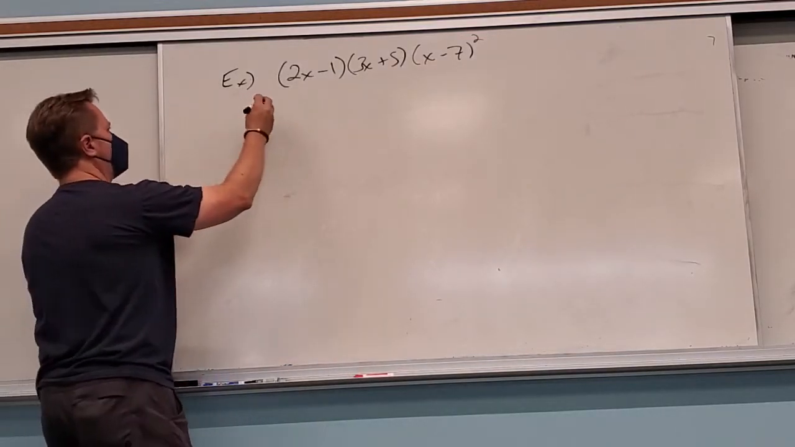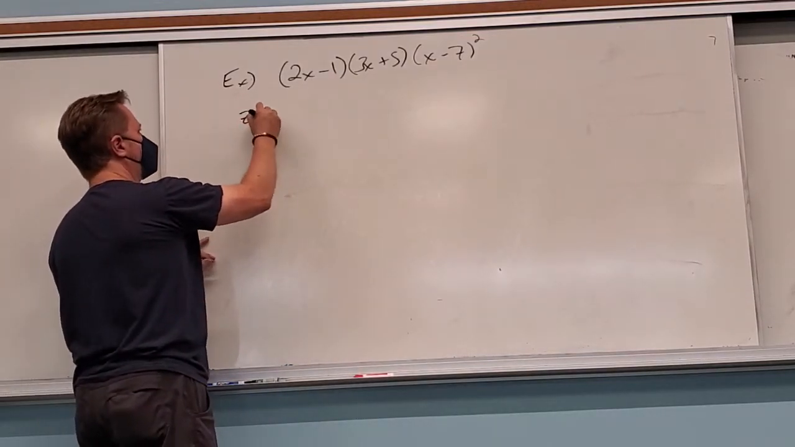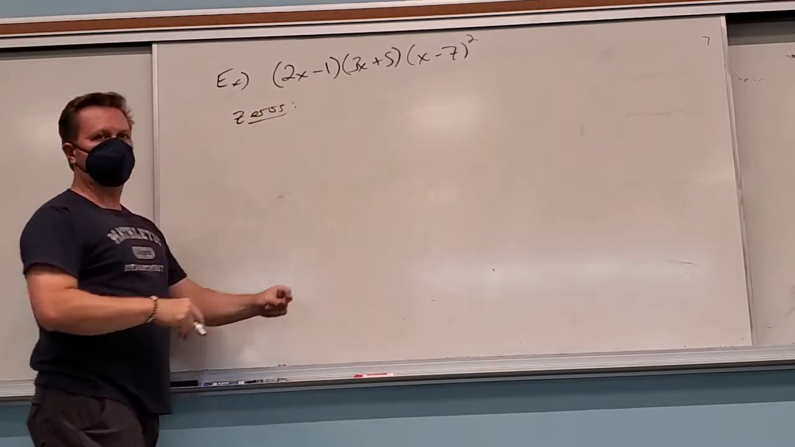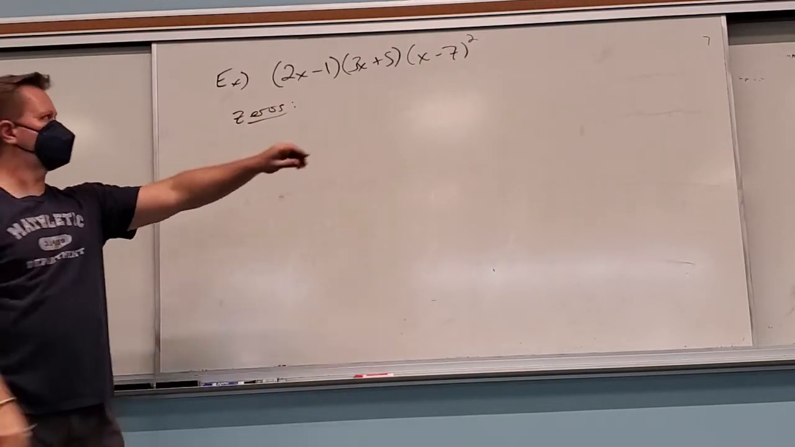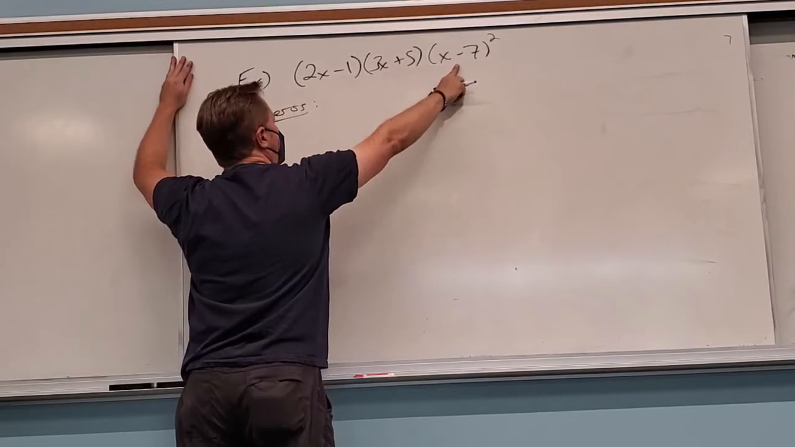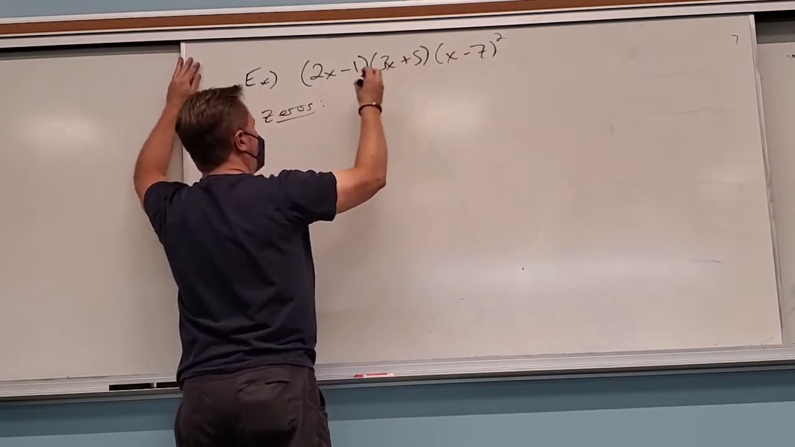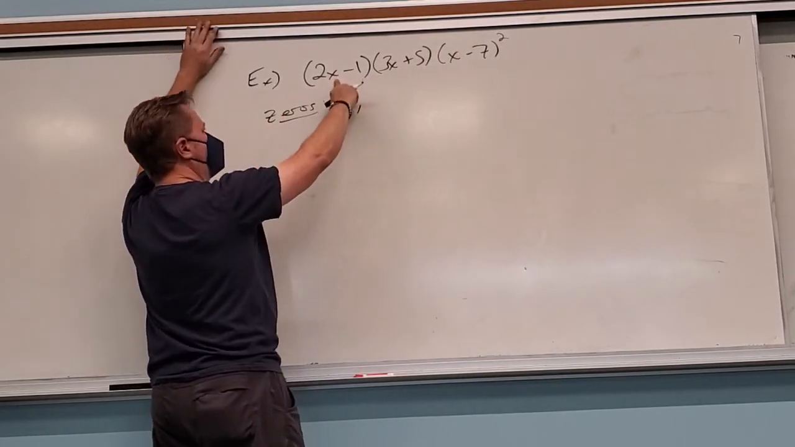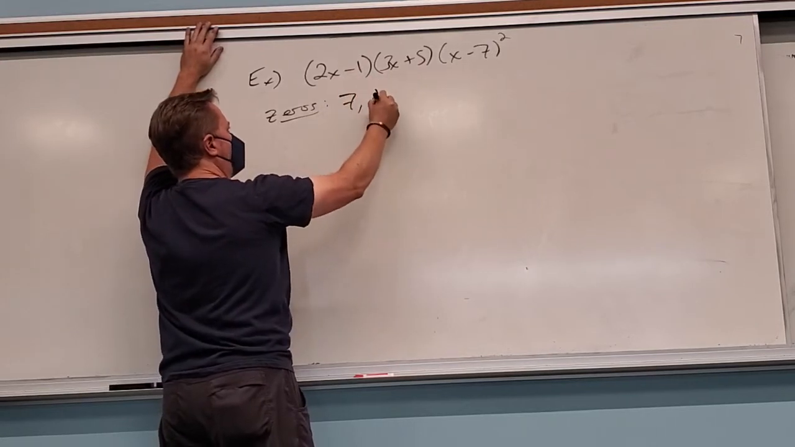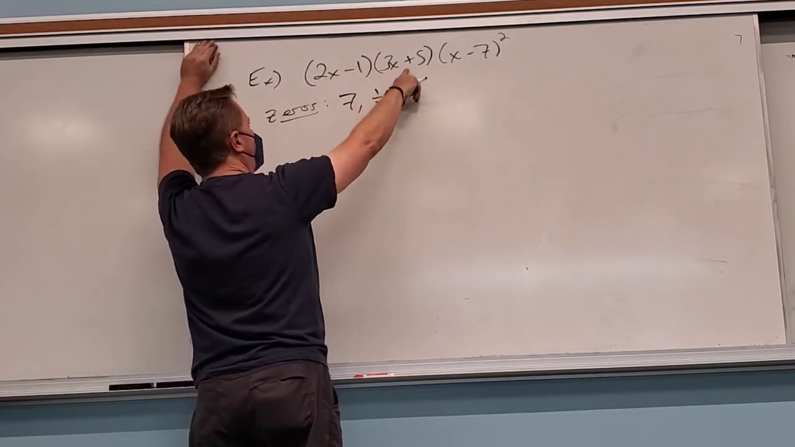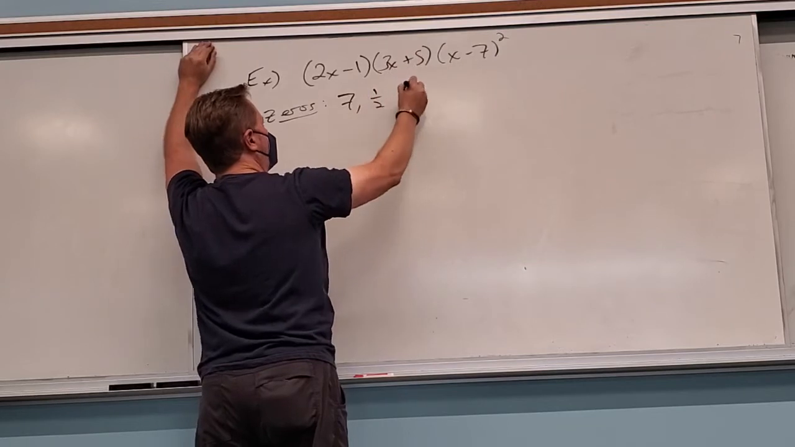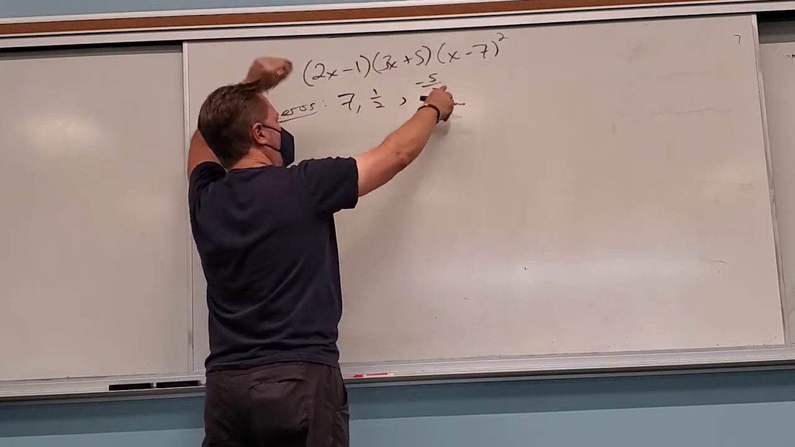What are the zeros? The roots. You just read them off, yes? Can anybody tell me what the zero is for this? Start with the easy one. 7. Anyone see this one? 1 over 2, 1/2. Add 1, divide by 2. What about this one? Subtract 5, divide by 3. Negative 5/3, yes?